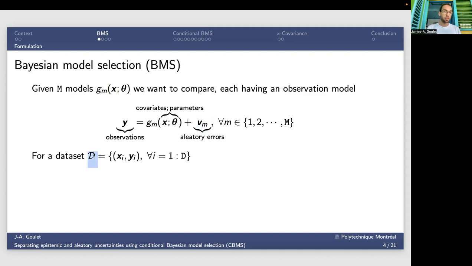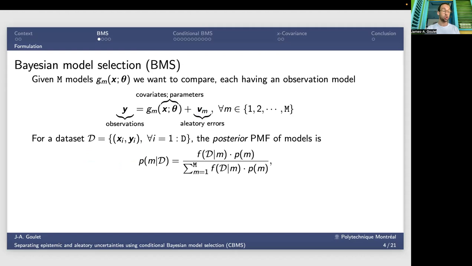Let's assume that we have a set of data consisting of tuples (x_i, y_i), where x are the input variables and y's are the observations, and we have this for D tuples. What we want to obtain as a final answer is the posterior PMF for each model, 1 to M, given the data. And the classic Bayesian formulation to obtain that posterior probability is the likelihood of the data given the model times the probability of the model, divided by, this is simply a normalization constant over all the possible models.